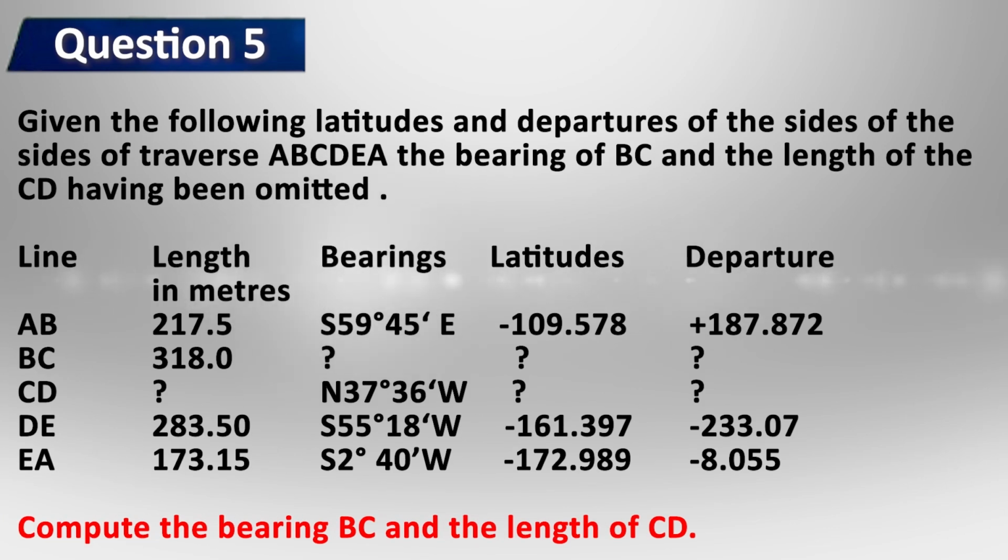Next question. Given the following latitudes and departures of the sides of a traverse A, B, C, D, E, the bearing of line BC and the length of line CD have been omitted. Because of some constraints, it is omitted. Now this is the table, the line, length, bearings, latitude, departures are given, and as you can see, some of the values are missing, and by checks, the latitudes, departures, everything is to be calculated and the missing values have to be calculated.